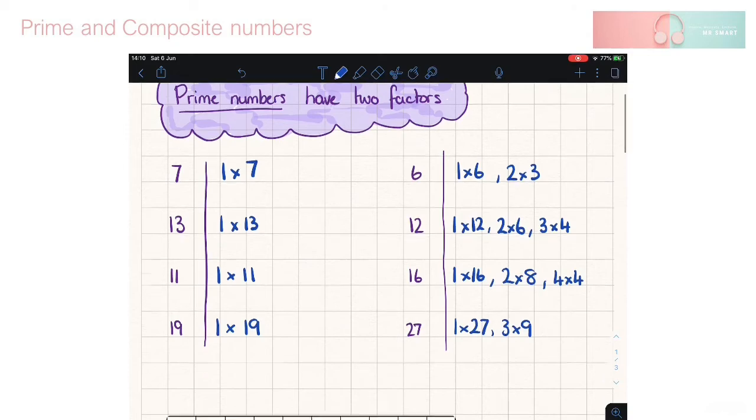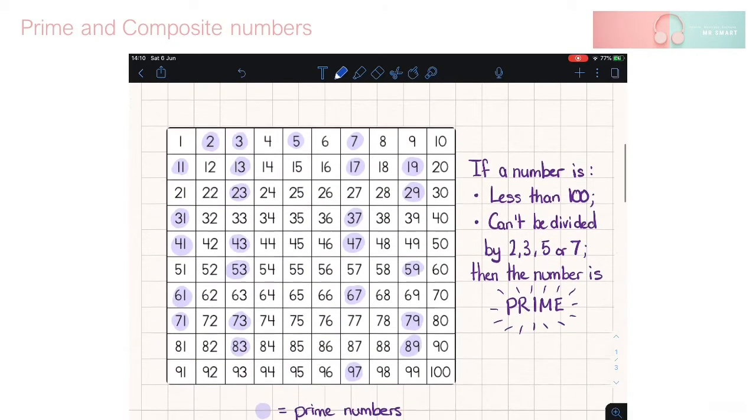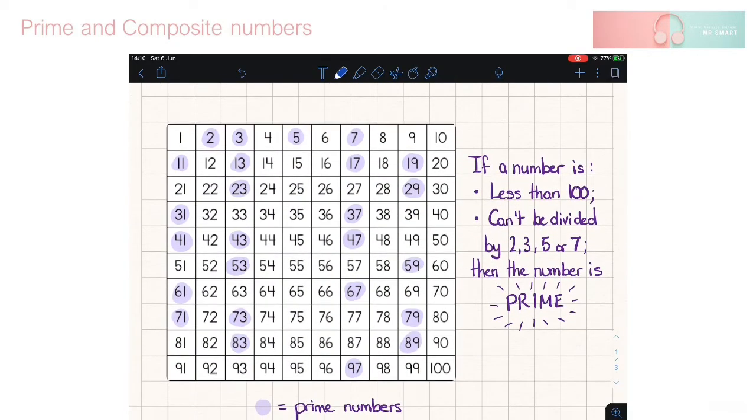Now there is a little trick that you can do to determine the prime numbers up to 100. These are the prime numbers up to 100, but basically it comes down to this. If a number is less than 100 and cannot be divided by 2, 3, 5 or 7, then the number is prime. Now there are a couple of exceptions. Firstly, the numbers 2, 3, 5 and 7 themselves. And finally, the number 1. 1 only has one factor, so we cannot consider it to be prime.